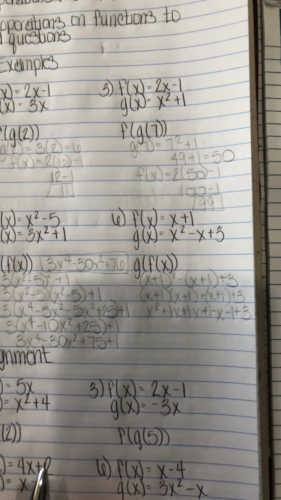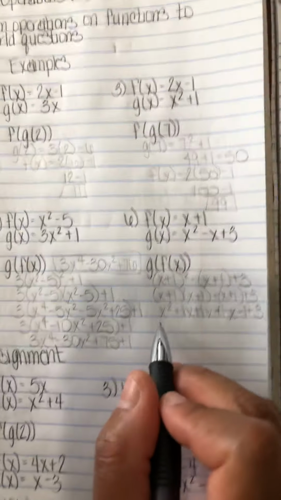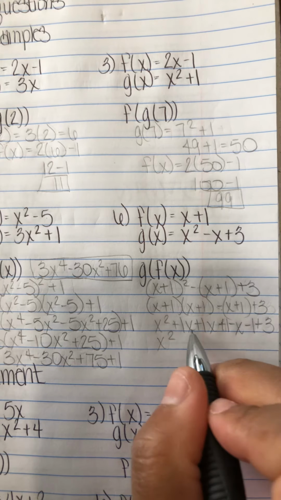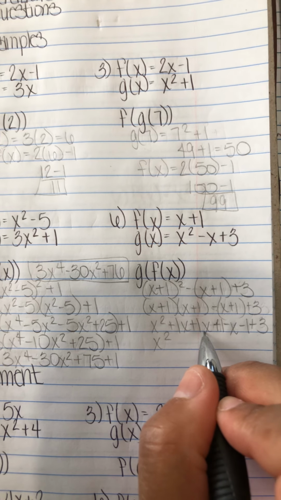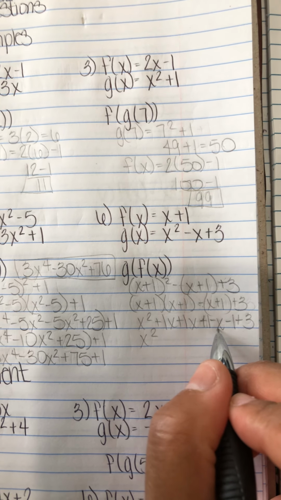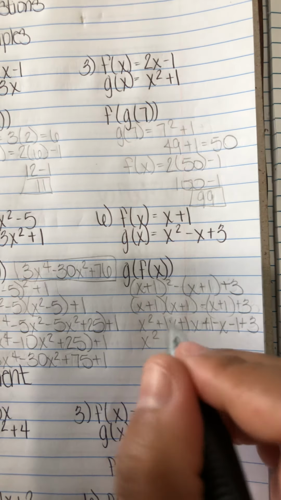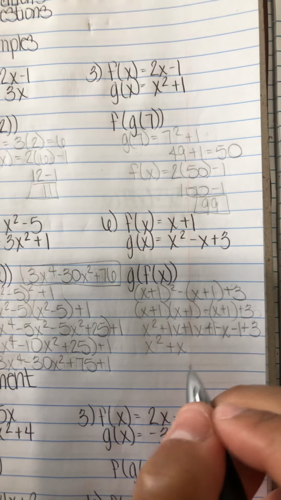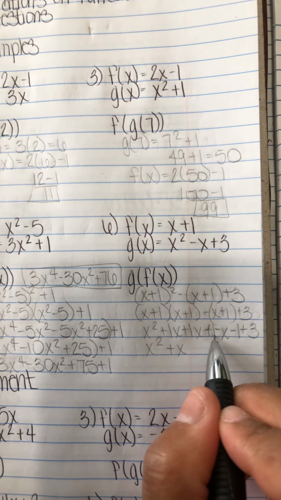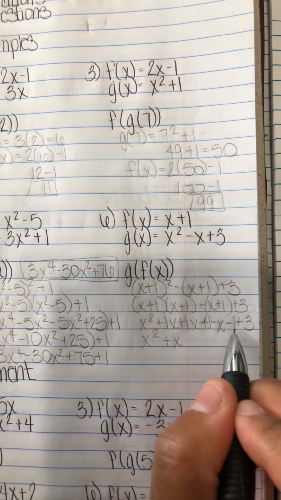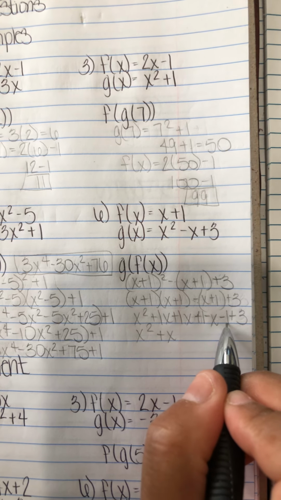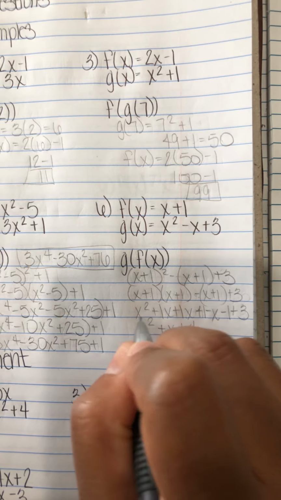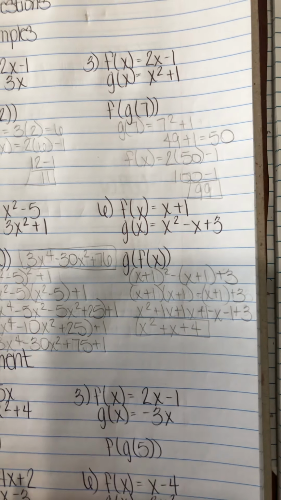Now all I have to do is do my like terms. I don't have a like term for the x squared, so I'm just going to write it. 1x plus 1x gives me 2x, minus 1x gives me 1x. Or you could just write x. 1 plus 1 gives me 2, minus 1 gives me 1. 1 plus 3 gives me 4. And that is my answer.